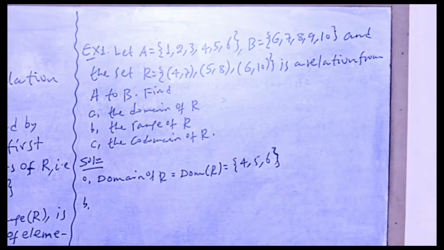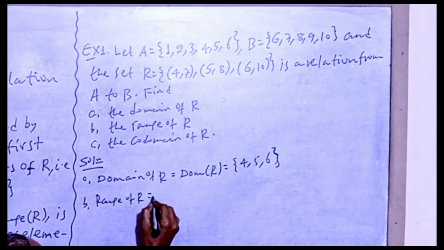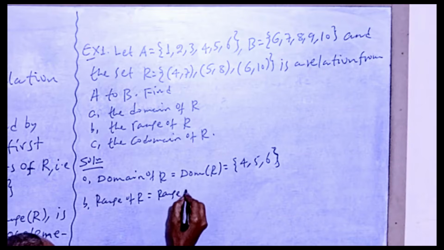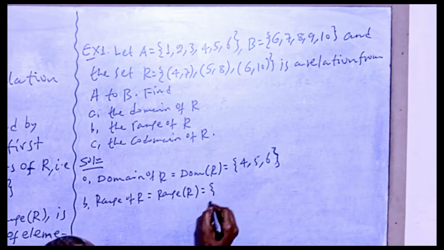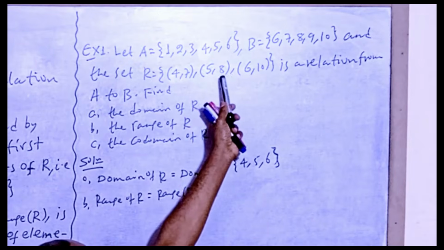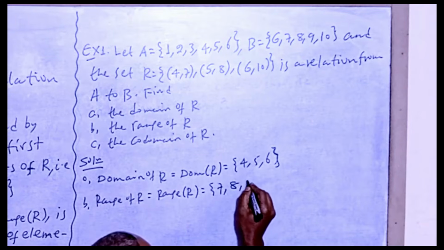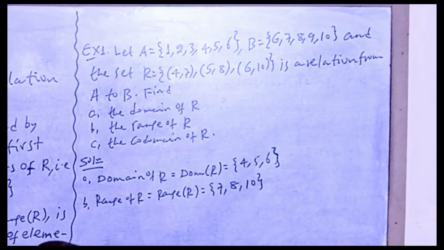B, the range of R. Range R is the set containing the second coordinates of the elements of R. Which are the second coordinates? 7, 8 and 10. This is the range of the relation R.